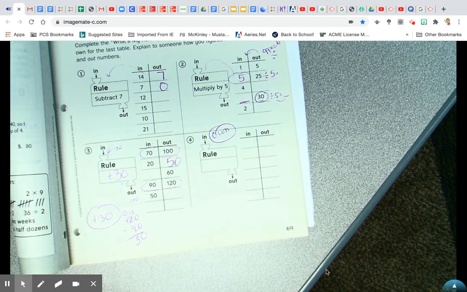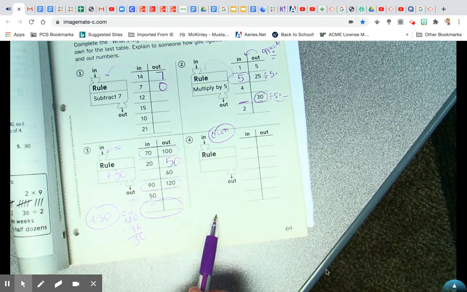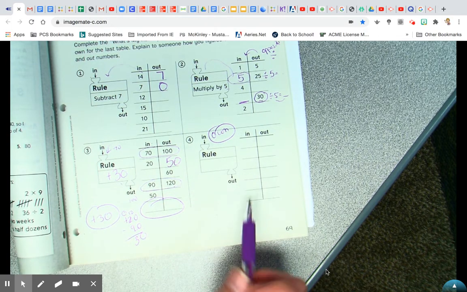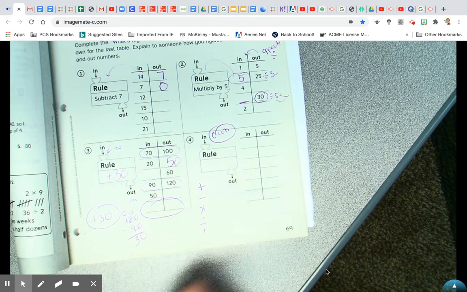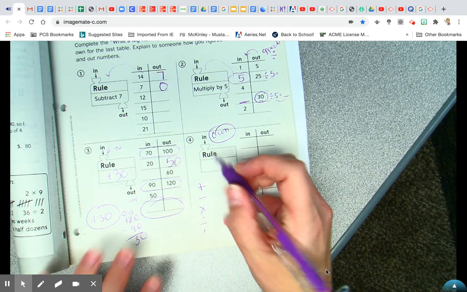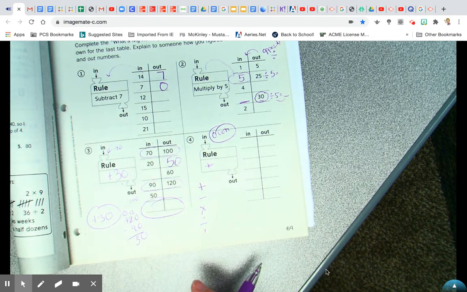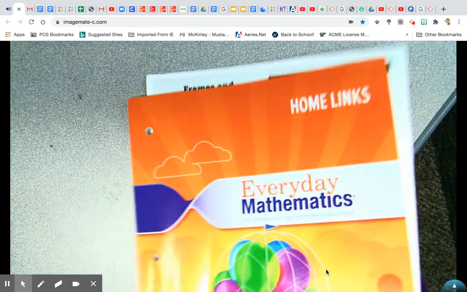Okay, here, make up your own. Okay, and here is the one you get to create. Your own rule, your own input and output. Okay, keep it at a plus, minus, multiply, or divide. Okay, you don't need to do greater than or less than or anything like that. All right, so just do a plus rule or a minus rule or a multiply rule or a dividing rule. All right, have fun. I love these. I think they're so fun.